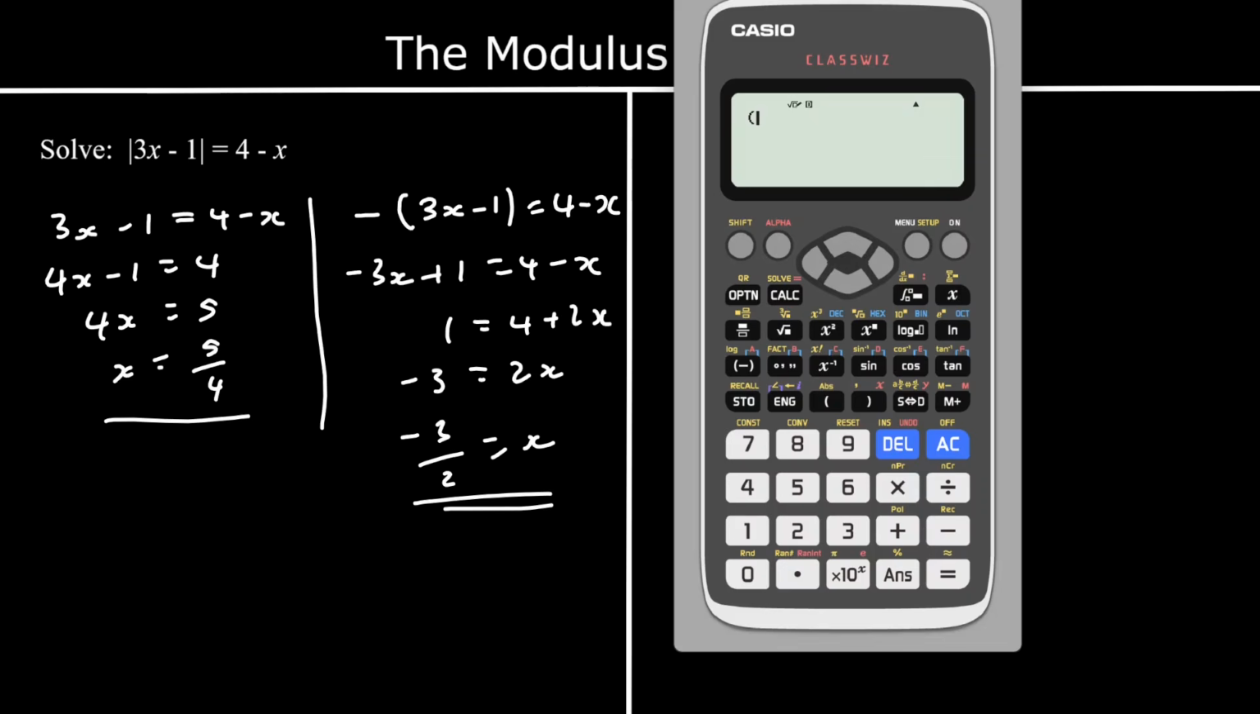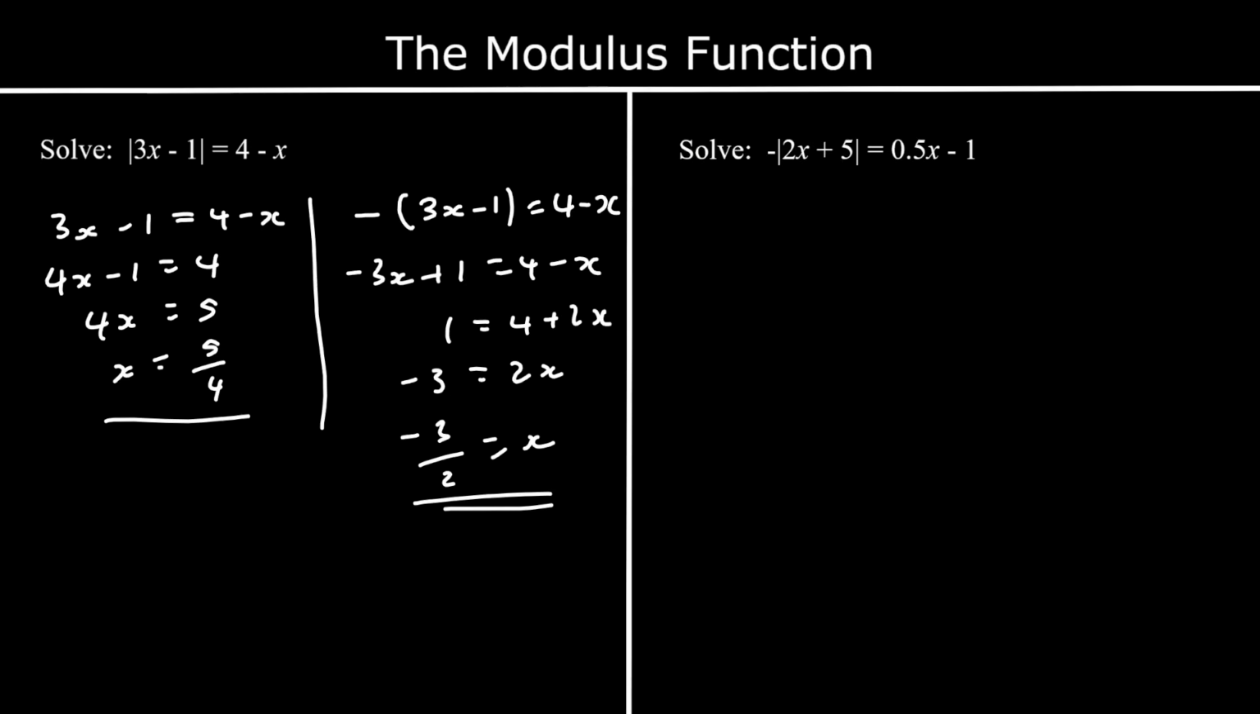And then for the second one, we've got 3 times minus 1.5 minus 1. That's 11 over 2. And 4 minus 1.5 is also 11 over 2. So we can see that they both work.